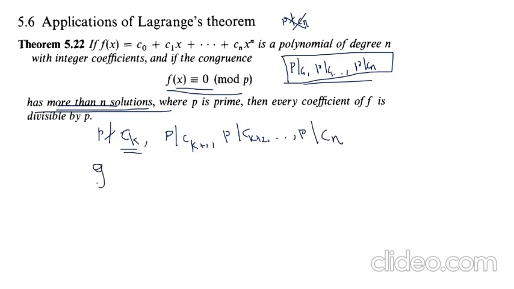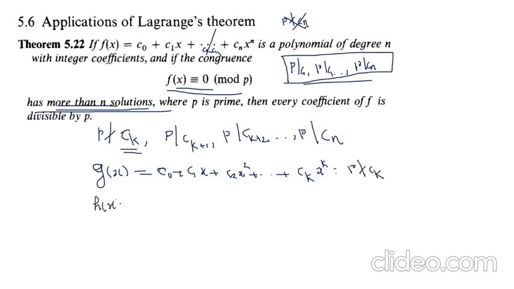So we split the polynomial up to ck and from ck plus 1. So g of x equals c0 plus c1x plus c2x squared plus etc. plus ck x power k, with p not dividing ck, and h of x is the polynomial ck plus 1 x power k plus 1 plus etc. plus cn x power n. Then f of x becomes g of x plus h of x.